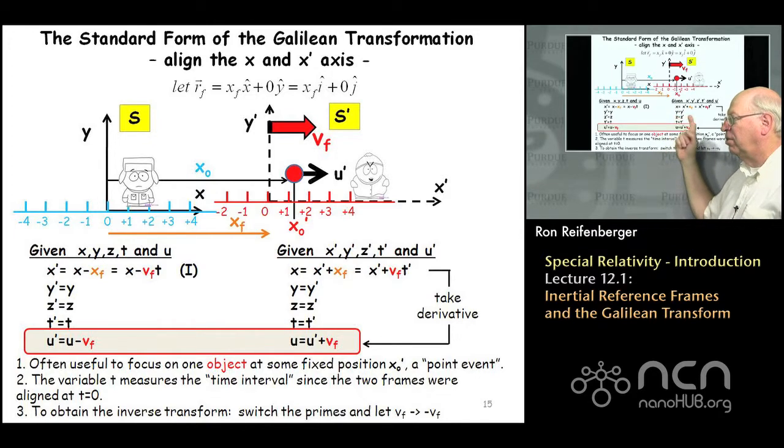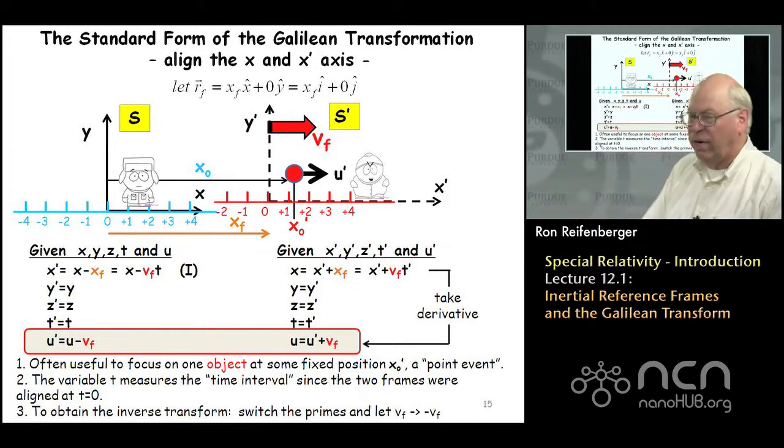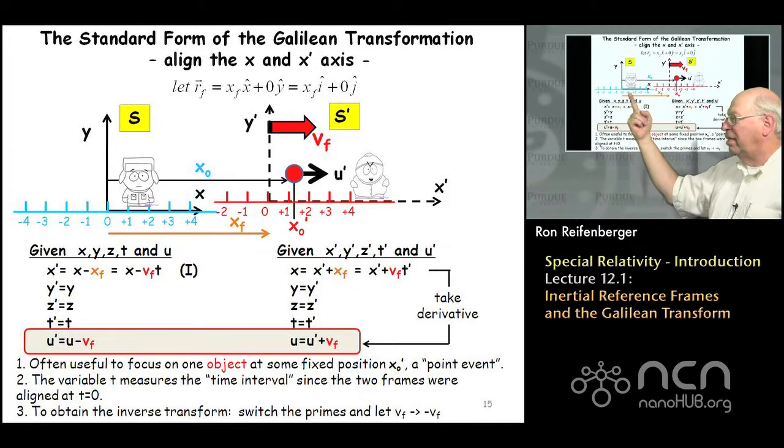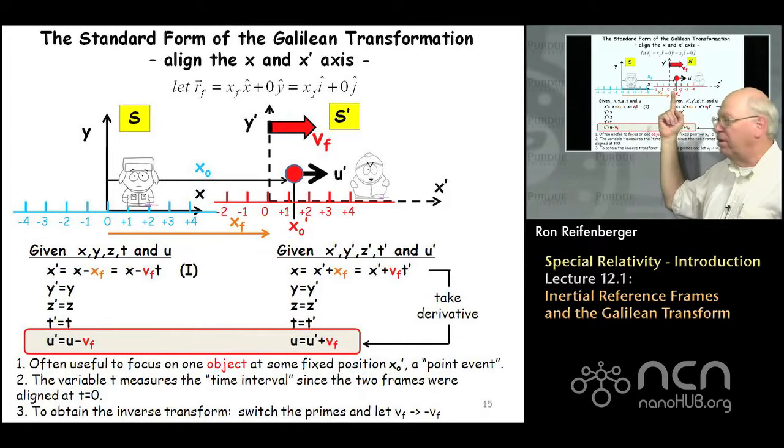by using these equations. An important feature of this Galilean transformation is the idea that the time interval t is equal to the time interval t prime. So this is an important equation. Turns out that's going to be an assumption that Einstein questioned, and when we do the complete theory of special relativity, this equation is going to have to be altered.